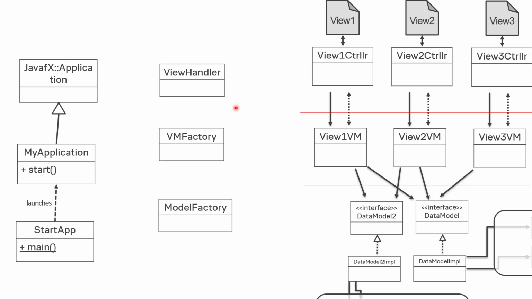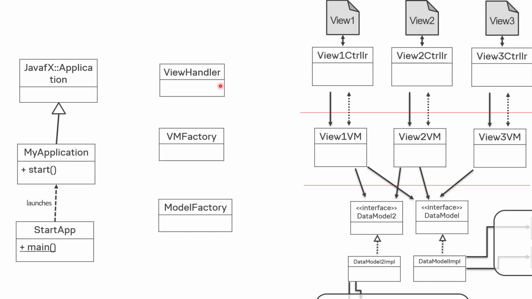The view handler creates the views and does the loading of the fxml file and initializes the controllers. And it is also responsible for changing views. So if I want to swap from one view to another, then I ask the view handler to do this for me. So this happens here. So these two classes here are all about creating, and this one is creating and also swapping between views.